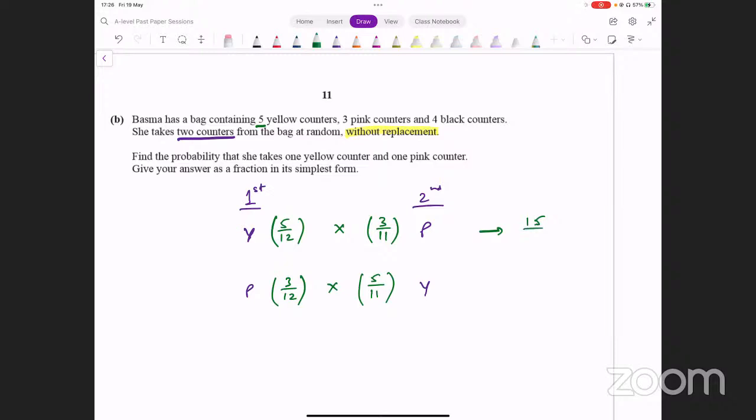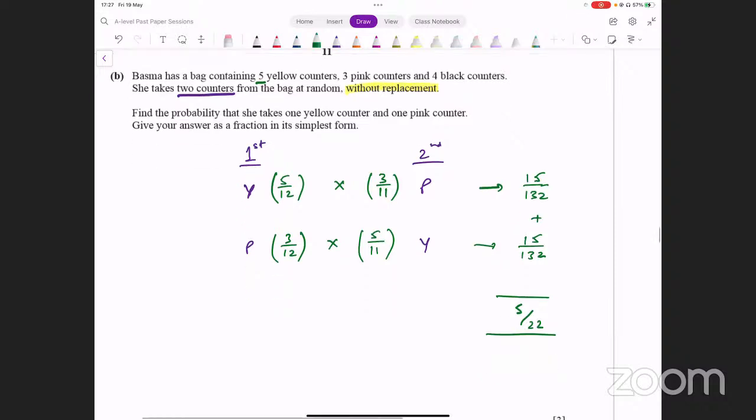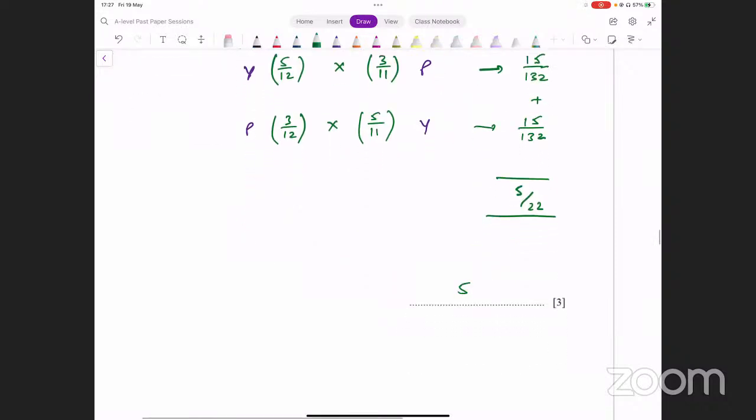15/11/12, that's 132, plus 15/132. ये evaluate कर लेते हैं, देखना के पास क्या आता है. That's 30/132. इसकी simplified form हमारे पास आ जाएगी 5/22. And that's the final answer that we have from this. 5/22. All right, we can write that here. 5/22. Let's move on.